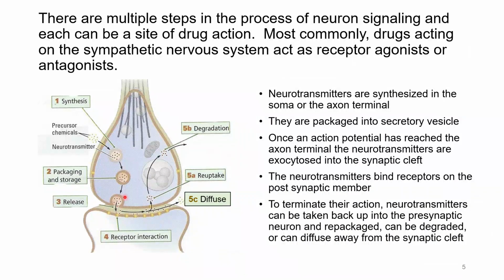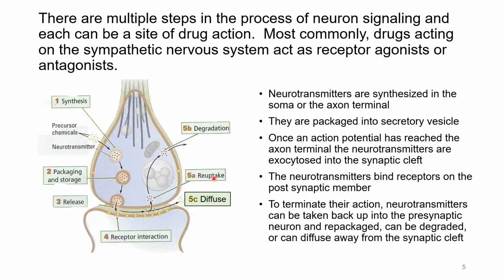And so you have the neurotransmitters leaving the presynaptic neuron by exocytosis here and traveling across the synapse, where they can bind to receptors on the postsynaptic neuron. The action of the neurotransmitter can then be terminated a number of different ways. It can be taken back up, so reuptake, into the presynaptic neuron. It can be degraded, or it can simply diffuse away from the synaptic cleft. Again, this is meant to give you a picture of what's happening at a synapse.